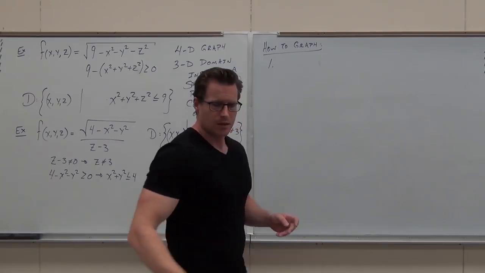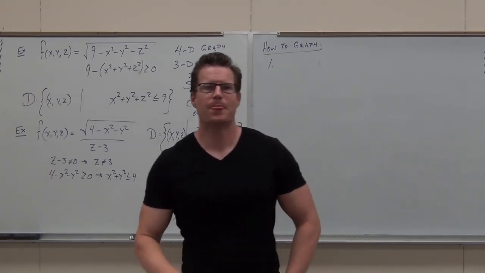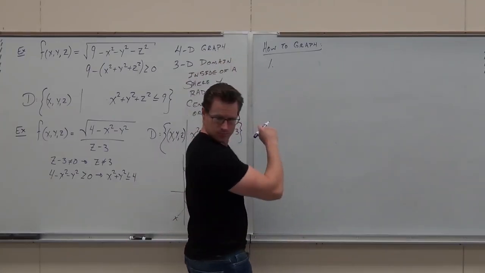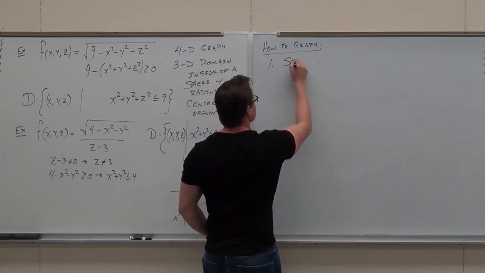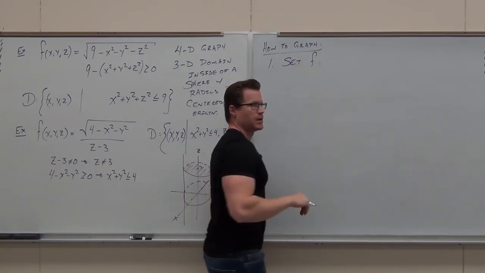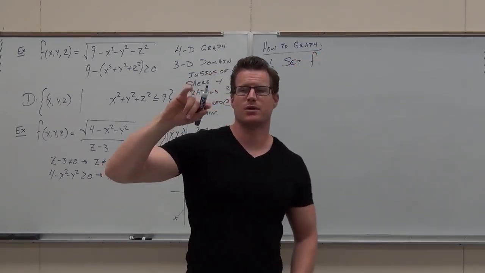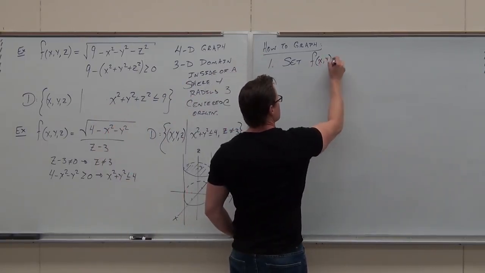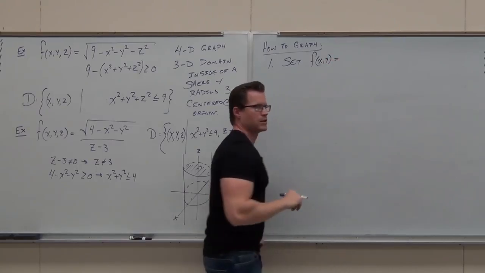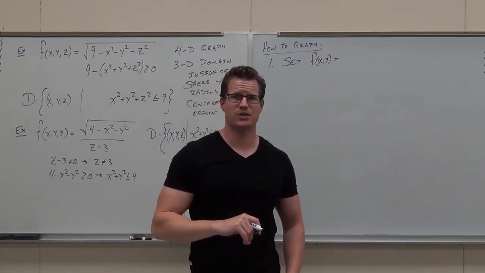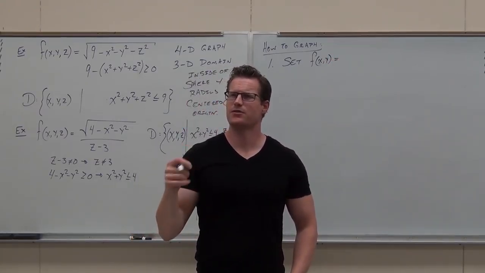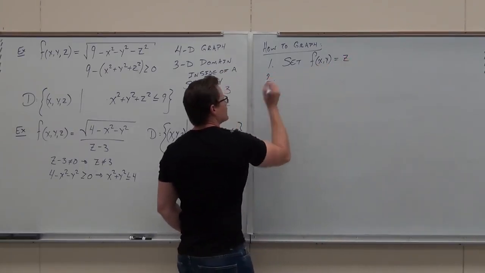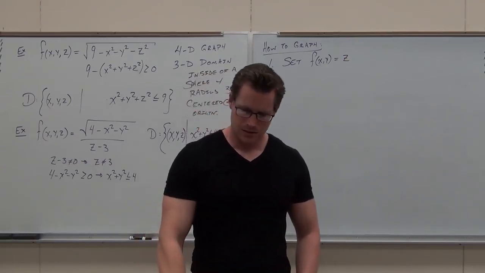How to graph. Number 1, the first thing I want you to do, please get rid of the function notation. If we're graphing only 2 independent variables, they're always going to be x, y. So if we have a function in terms of x and y, my 2 independent variables, what would I set that function equal to? Yeah, let's choose that.